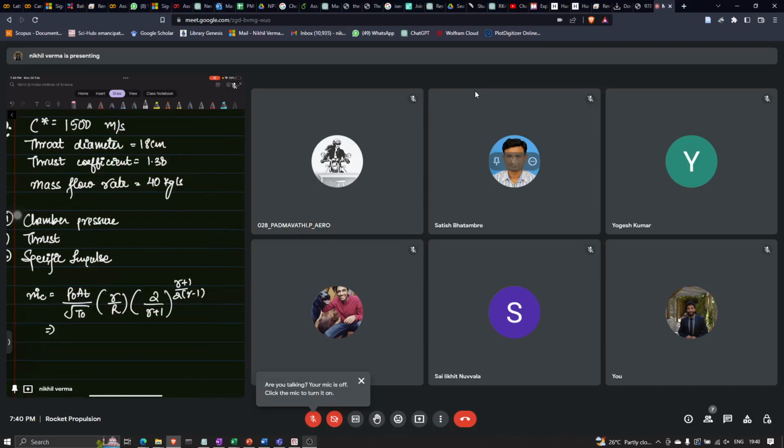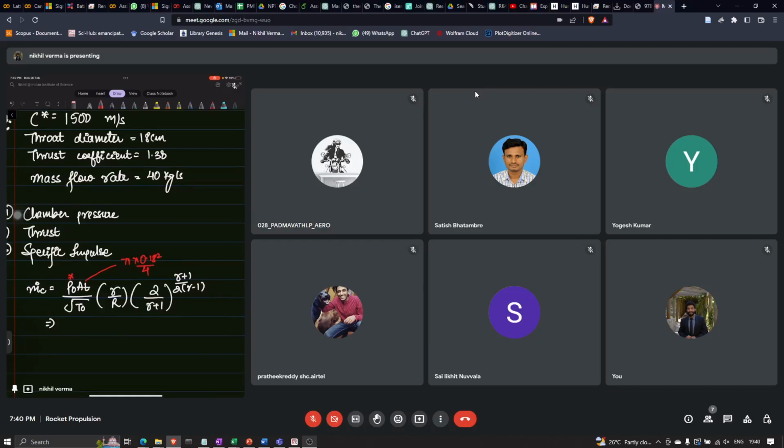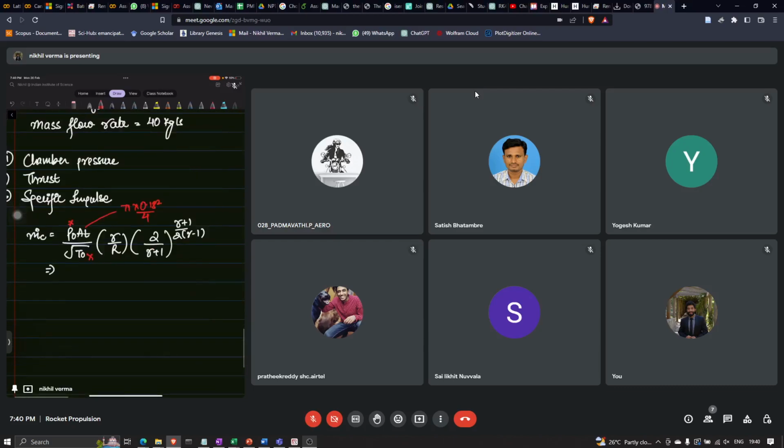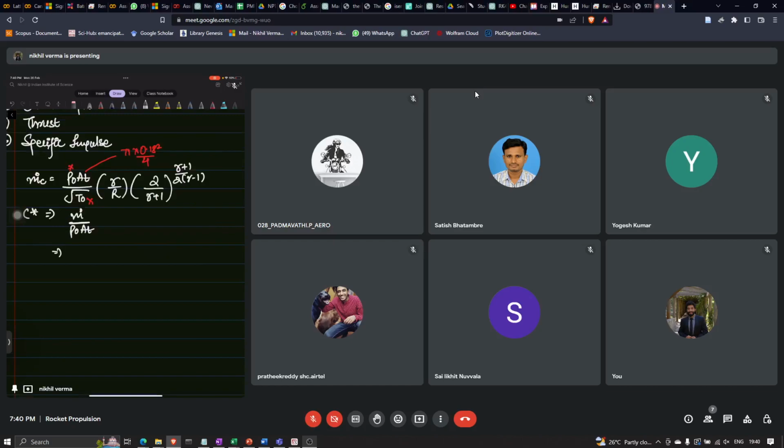So P naught is unknown. The area of the throat we can calculate using the diameter, which is pi into 0.18 squared by 4. Then the other thing is T naught, which is not given. Or the other thing is we have C star, right? C star is P naught A_T by m dot, so if this is given, we can calculate the throat area.